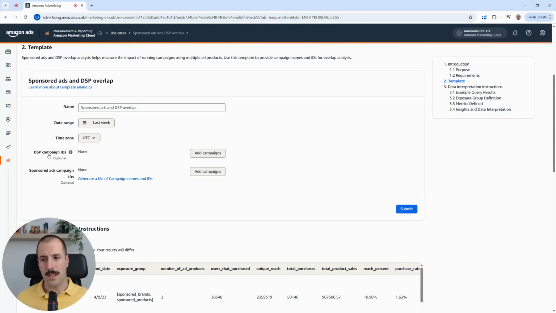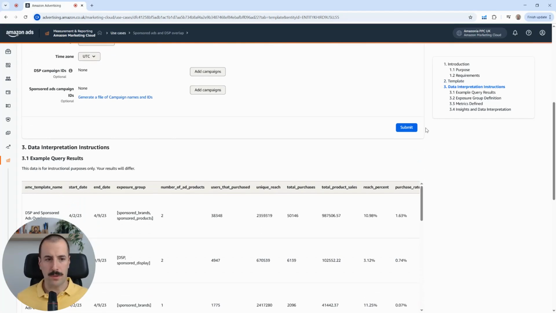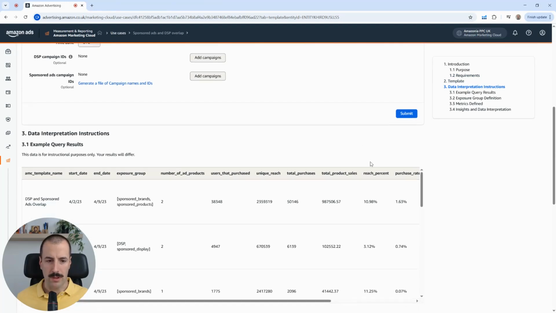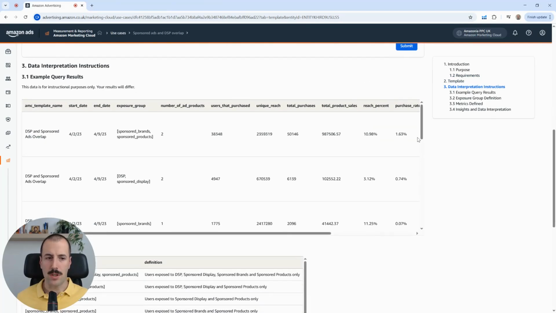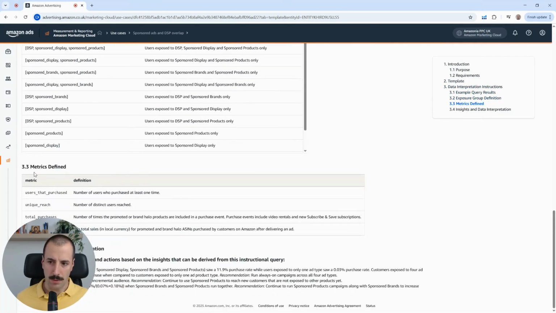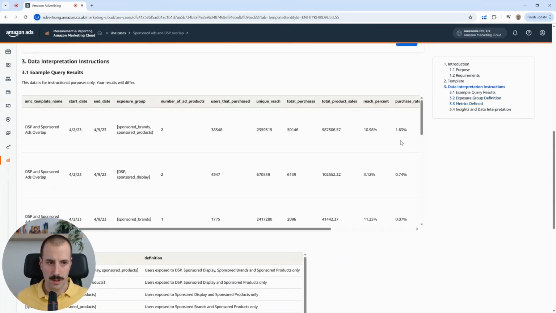Optionally, you can select your DSP campaign IDs and your Sponsored Ads campaign IDs if you want to be specific about which ones you want to analyze. I'm going to show you the actual export of the file, but for each and every template, you will see example query results, how the end results should look, with a detailed explanation of every metric used. Down there, you will also see, which is pretty important, the metrics defined: users that purchased, unique reach, total purchases, etc.